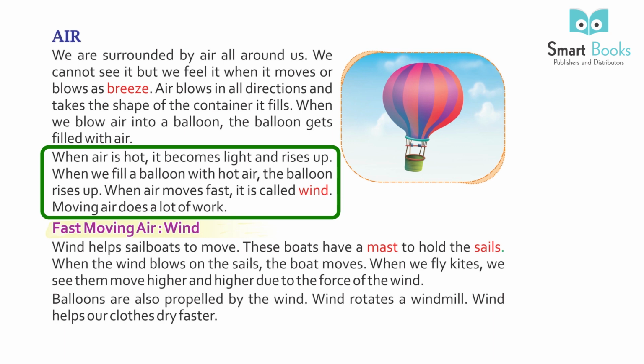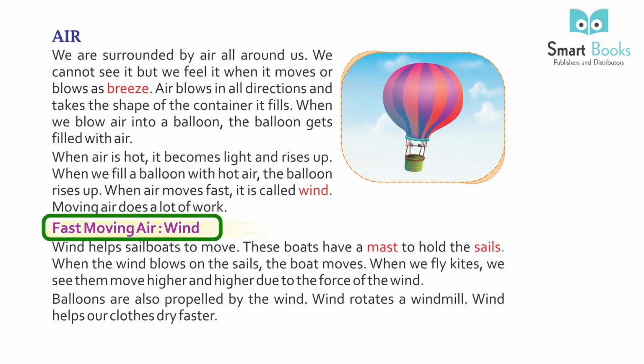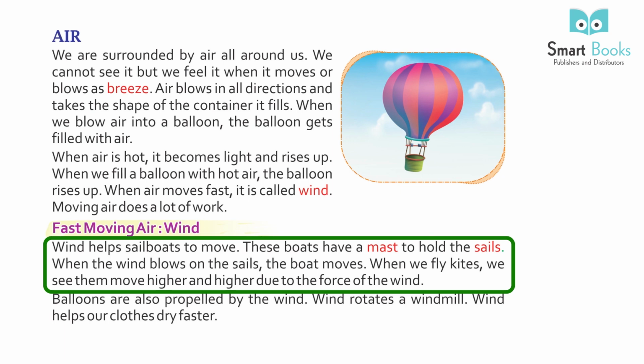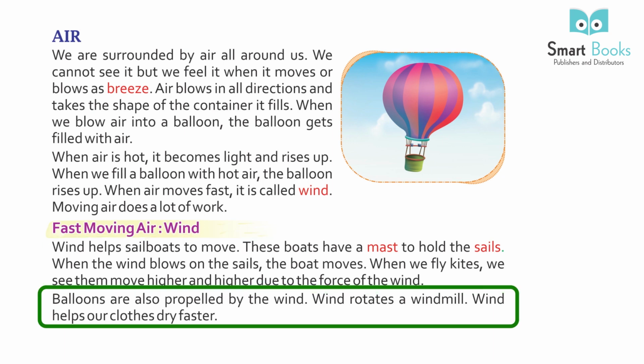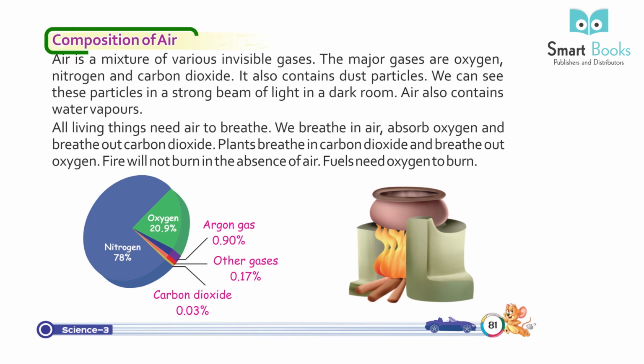When air moves fast, it is called wind. Moving air does a lot of work. Wind helps sailboats to move. These boats have a mast to hold the sails. When the wind blows on the sails, the boat moves. When we fly kites, we see them move higher and higher due to the force of the wind. Balloons are also propelled by the wind. Wind rotates a windmill. Wind helps our clothes dry faster.